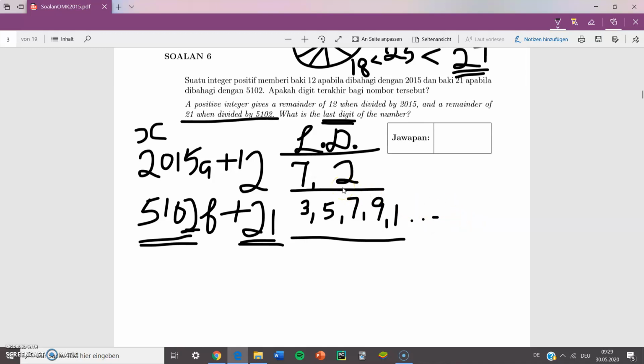But we want to find the last digit of this number, which means that it has to fulfill both terms. So what do we have here? We have our answer is 7. So we don't need to actually find out what the value of this number is, but we can zoom in at a smaller focal point, and then just deal with problems within that scope.